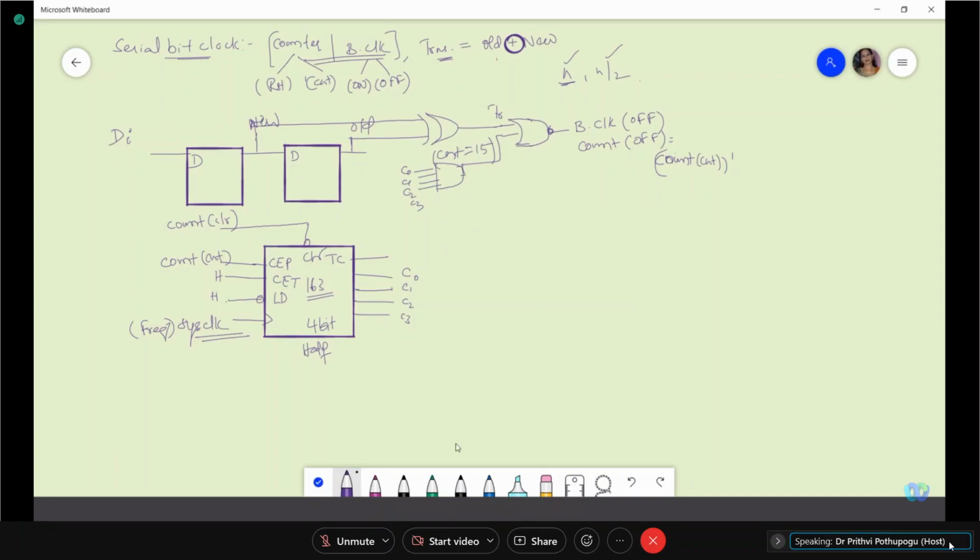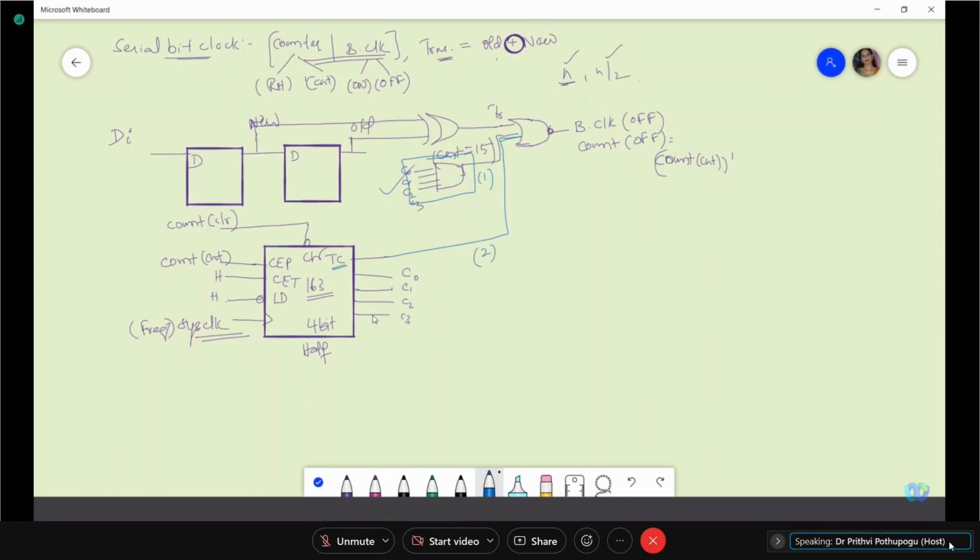I am giving you another alternate thing. What we are saying is terminal count will be issued when the full count is complete. That is one facility you have in this 163 IC. So instead of taking this AND operation through an AND gate, whenever this is on, that means 1, directly I can say that this is terminal count of 5. I'm giving you alternates.